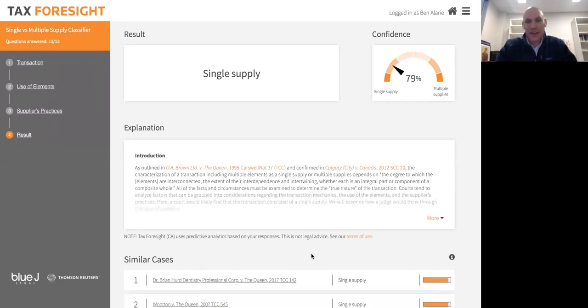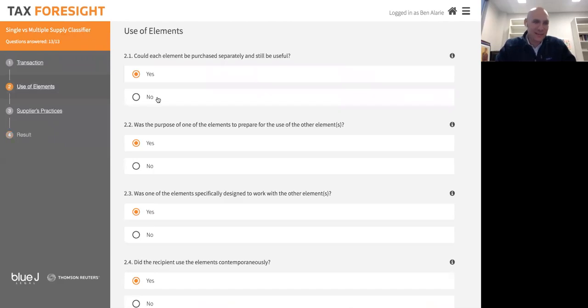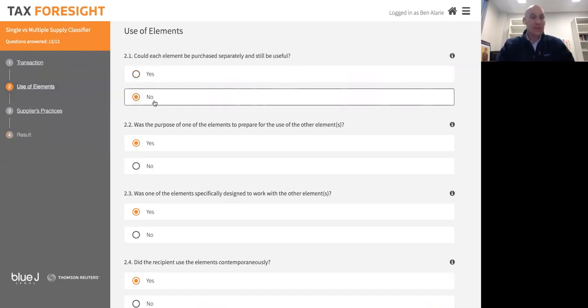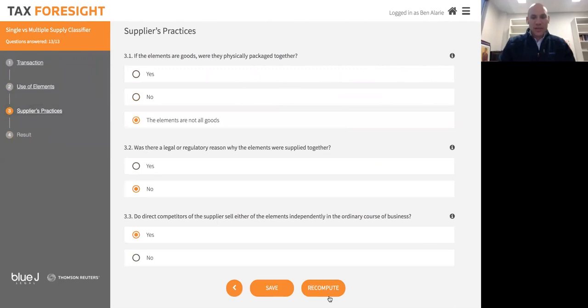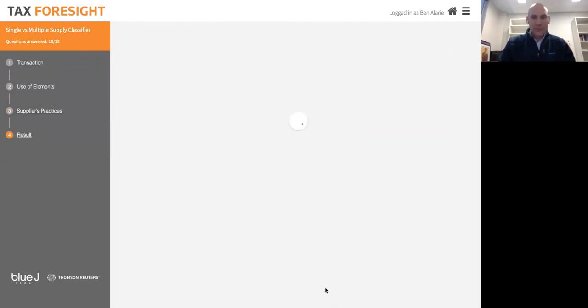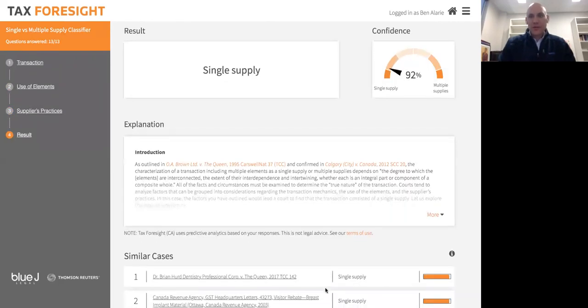Okay, it's still not helping the professional corp here very much, and it does seem like a stretch, so we can change that back. But you get the idea. So what you can do using the software is very rapidly scenario test multiple different changes, variations on the particular situation, and get some comfort around what the result would likely be in a particular situation. Okay, so now we're back here.